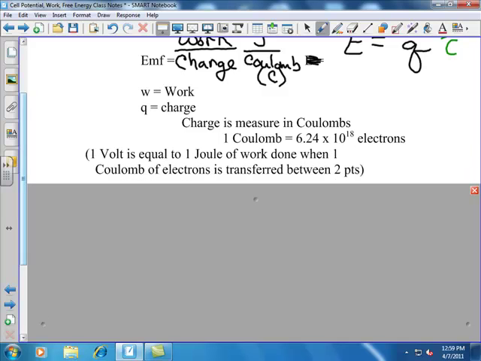So I just put this up here to get an idea of what a volt is. If you have 1 volt, that's equal to 1 joule of work done when 1 coulomb of charge is transferred between 2 points. When we're transferring one coulomb of charge, we're really transferring 6.24 times 10 to the 18th electrons. So you just got to think of coulombs as a way to count a lot of electrons. If you have 2 coulombs of charge, you have 2 times that number. If you have 3 coulombs, you have 3 times that number. Just remember a coulomb is a way to count a lot of charge.